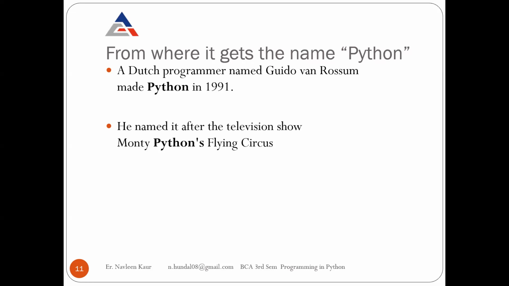Side by side he was watching a television show. What's the name of his favorite television show? There was a show, Monty Python's Flying Circus. He was so impressed by this series that when he created his language, he named it after Monty Python, that is, Python.